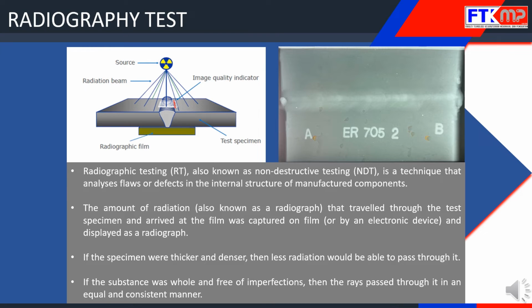Radiographic testing, also known as non-destructive testing, is a technique that analyzes flaws or defects in the internal structure of manufactured components. The amount of radiation that travelled through the test specimen and arrived at the film was captured on film and displayed as a radiograph. If the specimen were thicker and denser, then less radiation would be able to pass through it. If the substance was whole and free of imperfections, then the rest passed through it in an equal and consistent manner.